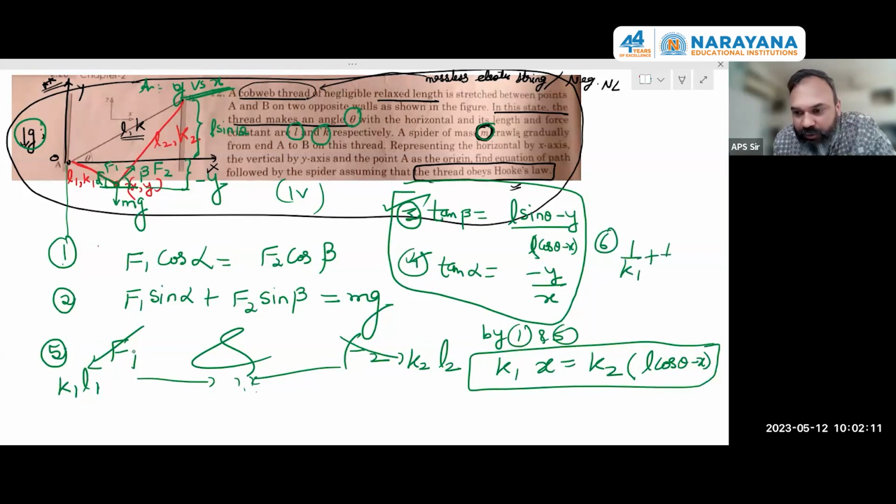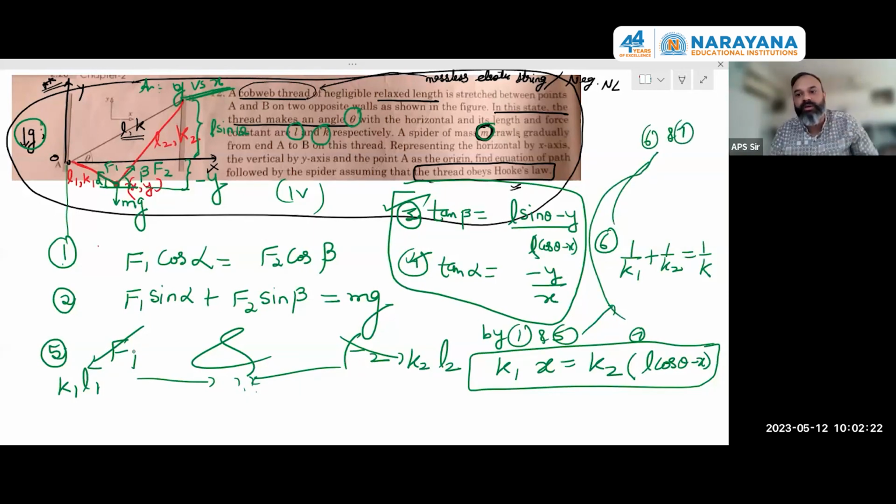1 upon K1 plus 1 upon K2 is 1 upon K. Basically, then I said use 1 and 5, this equation, let's say 7 and 6. So by 6 and 7, you will eliminate K1 and K2 in terms of x and y. Then simply substitute them here. This F1 is K1 L1. This F2 is K2 L2. Now I've written everything on the board. Just do the substitutions and derive y versus x. So it's like an assignment for all of you. Go through the slide and you'll get your answer.